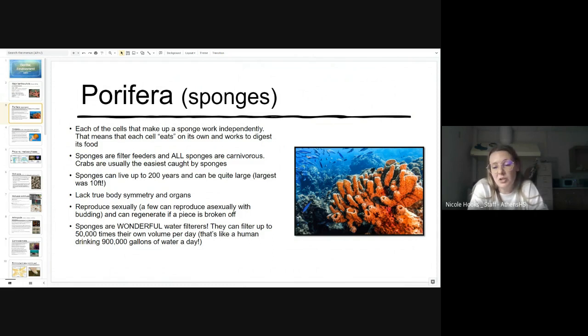They reproduce sexually or asexually. The sexual way, they release both types of gametes into the water column. They will fertilize in the water, and then they will settle and make another sponge. They can also reproduce asexually by budding, where another part just comes off the original. Like in the picture you see here, one of them just buds from the other. That's the asexual way.